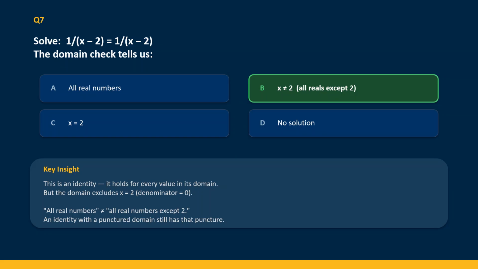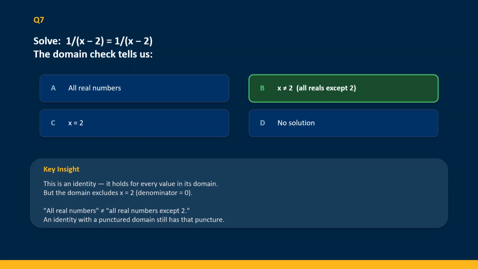However, the expression 1 over x minus 2 is undefined at x equals 2 because the denominator equals 0. Therefore, the solution set is all real numbers except 2, written x not equal to 2. This question is designed to surface a subtle but important distinction between an identity and all real numbers.